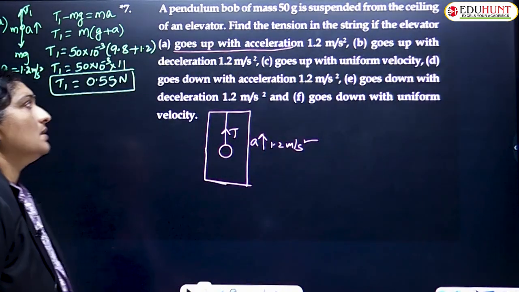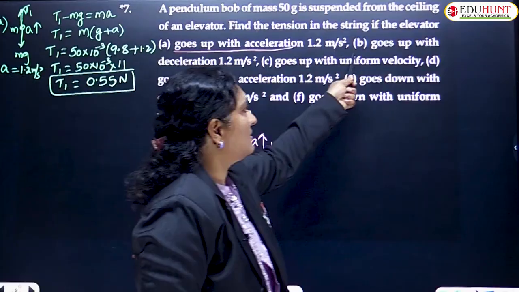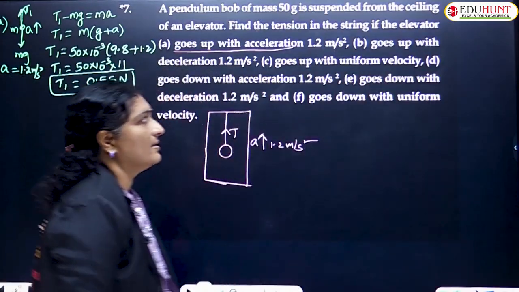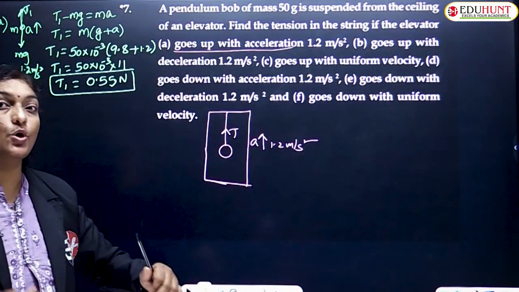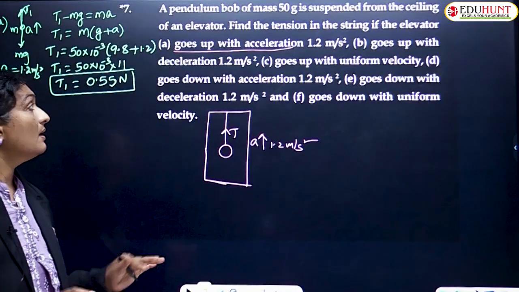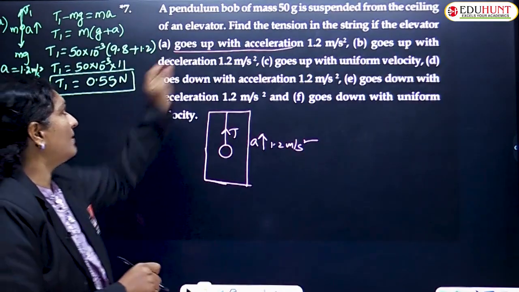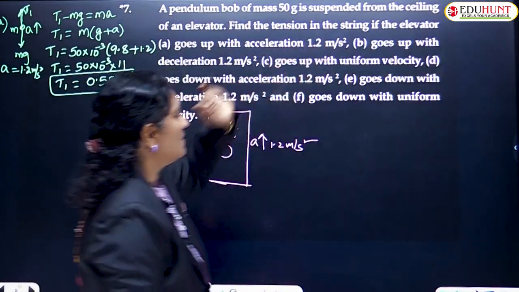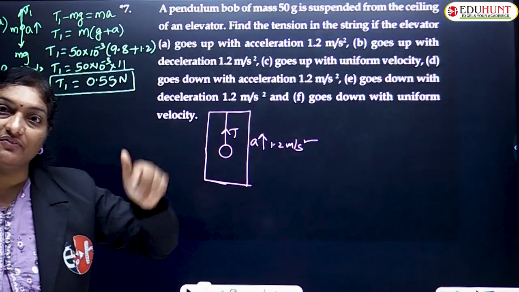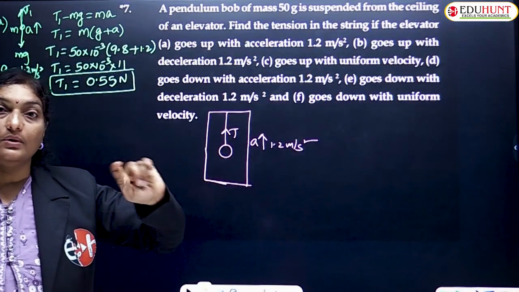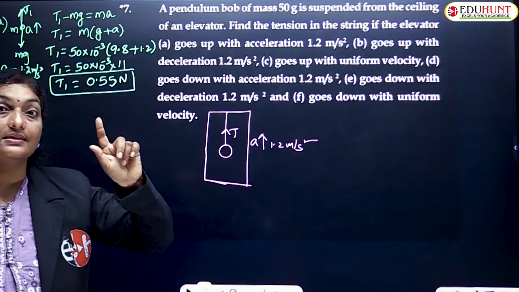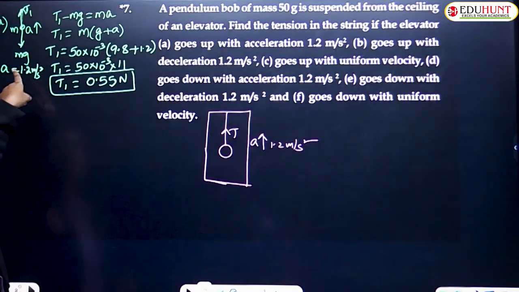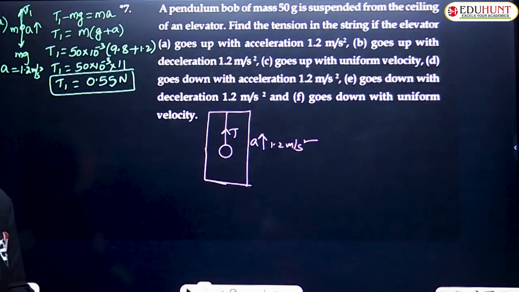Okay, we shall move to the second part of the question. So the next condition was to find out, whenever the lift is going up, same case, but with a deceleration of 1.2 meter per second square. So in the second case also, the lift is going up, but now the value of a is given as deceleration. Deceleration now means instead of 1.2 meter per second square, we need to take it as minus 1.2 meter per second square.